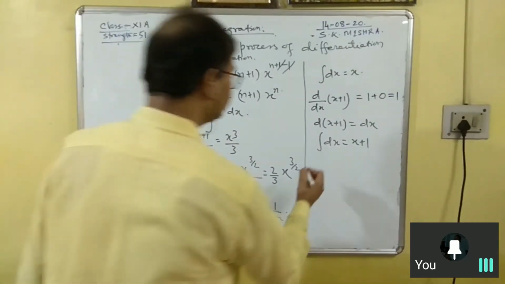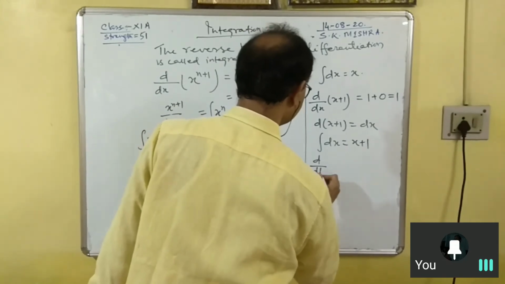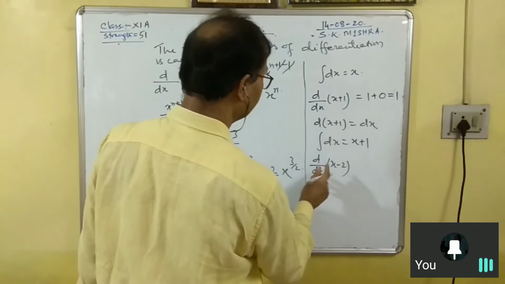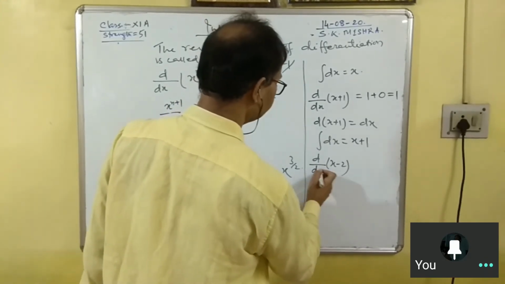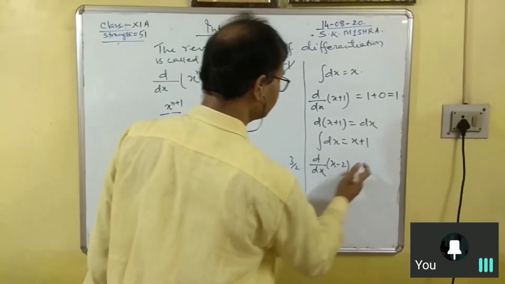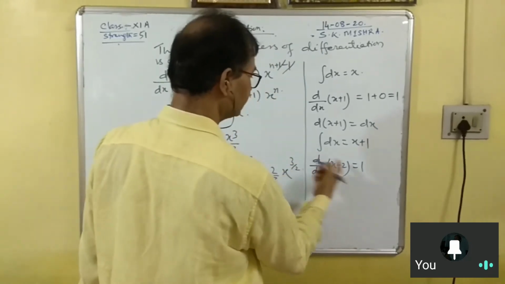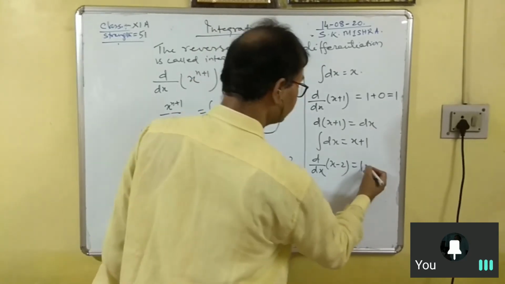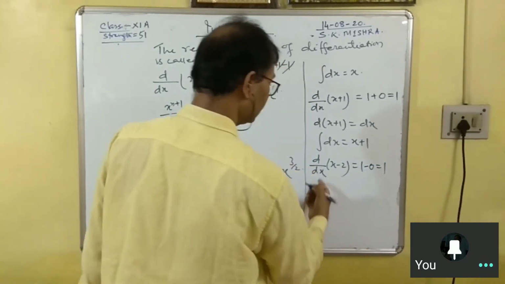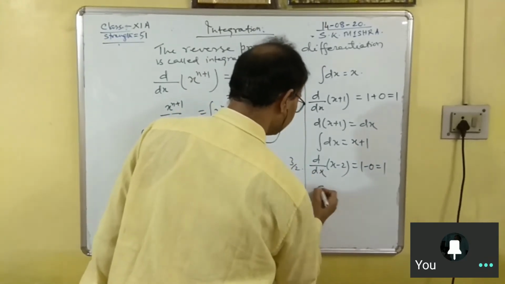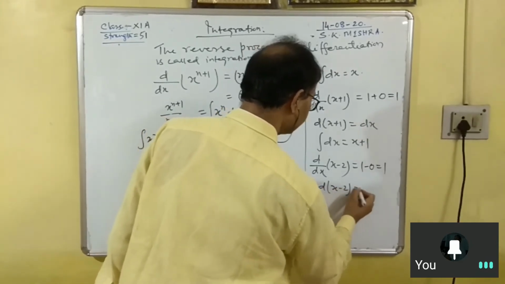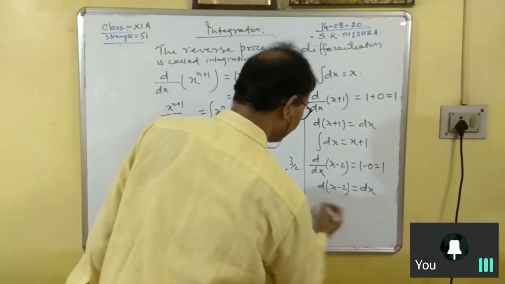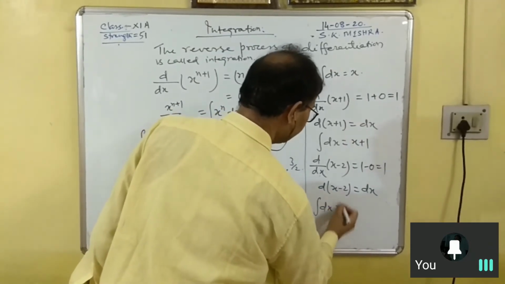If you differentiate, suppose d by dx of x minus 2, then dx by dx is 1 minus d by dx of 2, which is a constant. So this part is 0. That is 1 only. Now transfer dx to this side. That is d of x minus 2 is nothing but 1 into dx, that is dx only. So integration of dx is nothing but x minus 2.